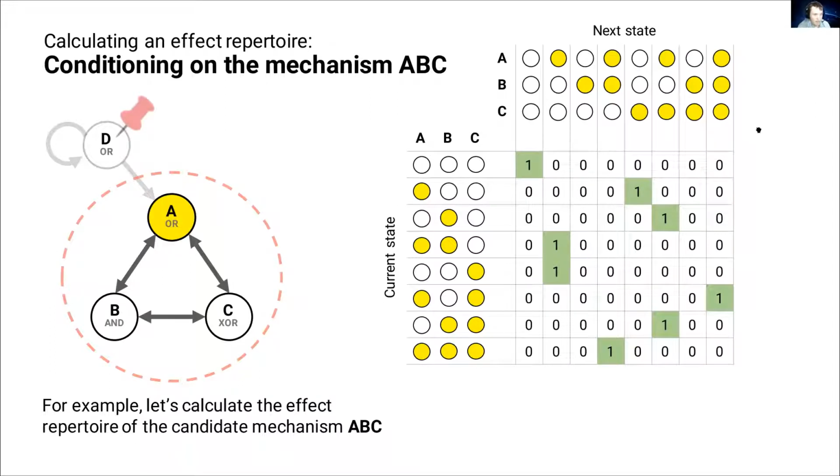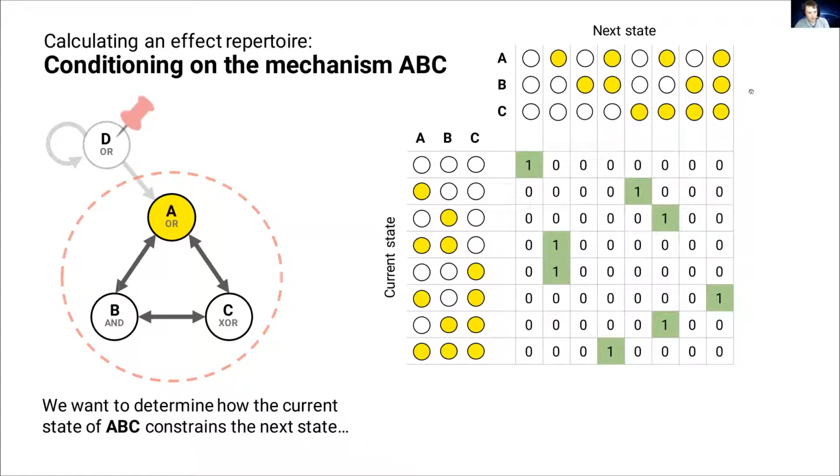Okay, so in this circumstance, we want to know what the effect repertoire is of the candidate mechanism ABC. So we have our network ABCD, and we have our system ABC, because we've background conditioned out D. And then as a mechanism, we're taking ABC, where A is in an on state, B is in an off state, and C is in an off state. And having our mechanism in this particular state, we want to know how that influences what the probability distribution of states will be in the next time step. So you can see here we've got ABC in the current state, ABC in the next state.